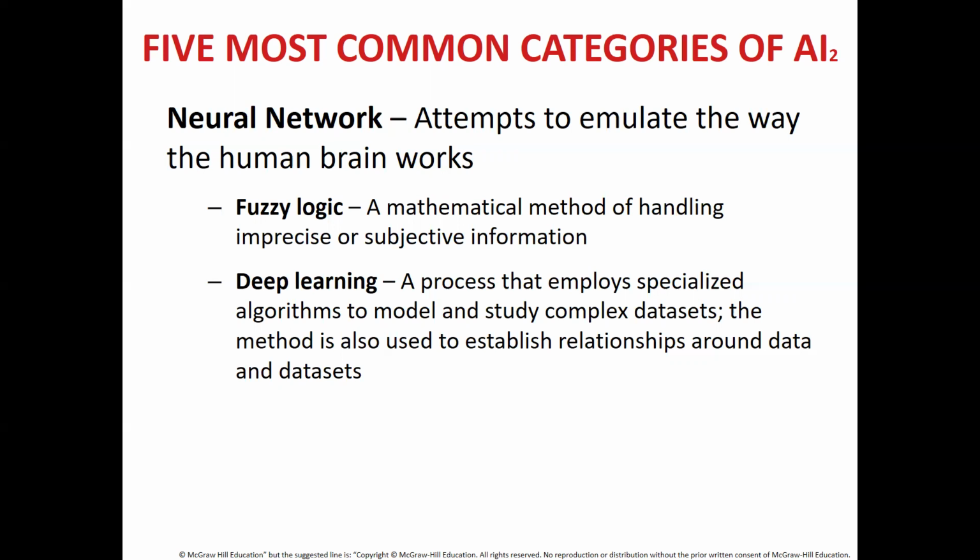Now, deep learning employs specialized algorithms to model and study complex data sets. Examples: you have driverless cars or driverless car systems, whereby a car is able to drive itself. Now, how does it do it? It's just by using a specialized algorithm. Algorithm is a computer programming language. So these algorithms are used to study the complex data sets, and based on that, decisions are made.